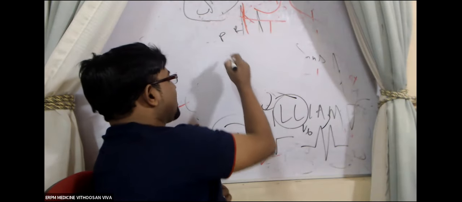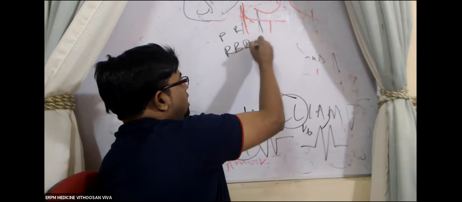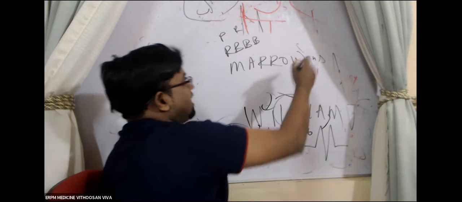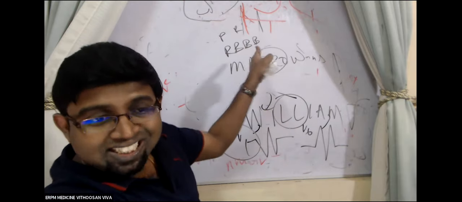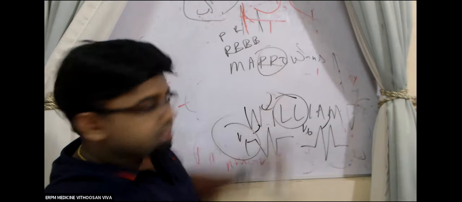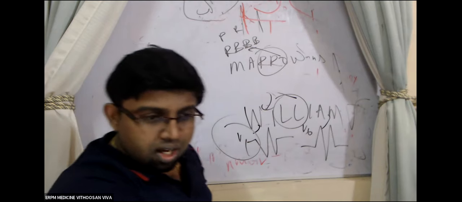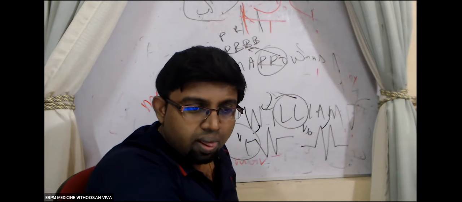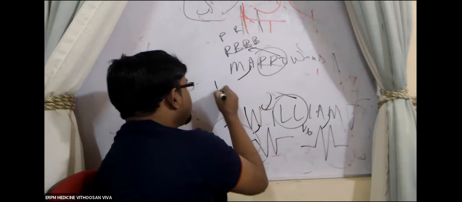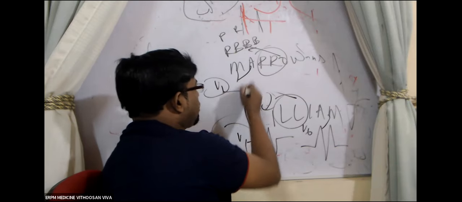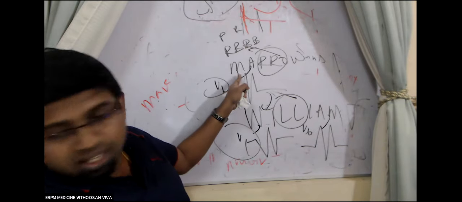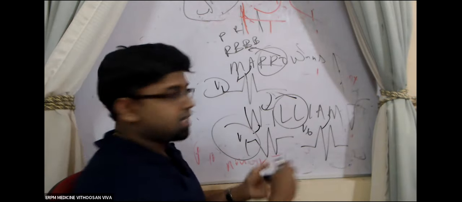How to remember right bundle branch block? Marrow. In the word marrow, there is a double R in the center. Remember R for R. Right? So in V1, your QRS looks like an M shape.